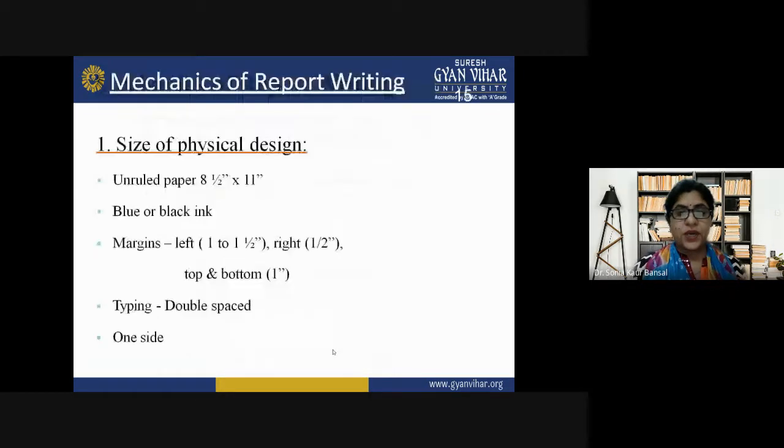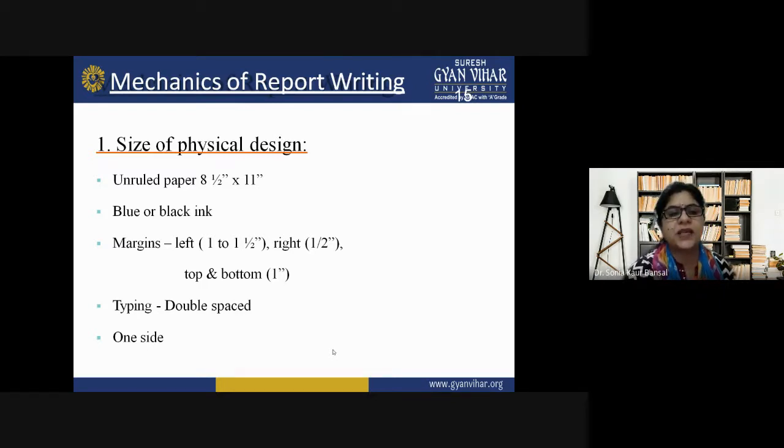Okay. Now, mechanics of report writing. So understand how we are going to write the report, and here we are going to discuss the mechanics, the technicalities in writing a report. So the size of the physical design, how it should be: unruled paper, 8.5 by 11. Blue or black ink must be used as per your supervisor's guidance. And then margins: on the left, 1 to 1.5 inches must be left. On the right, it must be only half an inch. Top and bottom, it must be 1 inch.